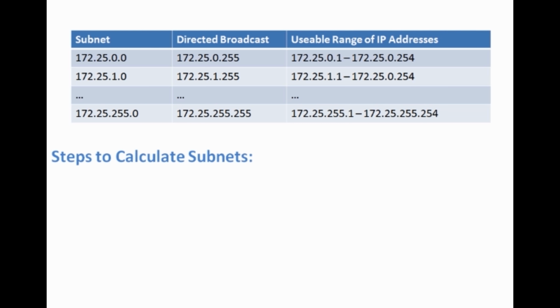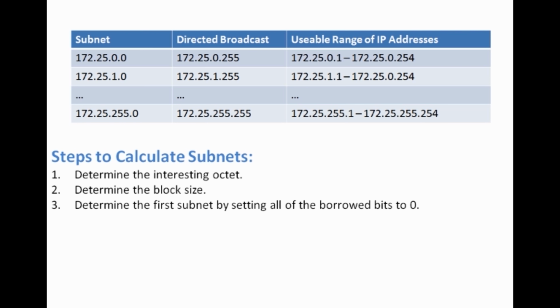To sum up the steps we went through, this is the key point I want you to get from this video. Number 1, determine what is the interesting octet. That's the octet that contains the last 1 in the subnet mask. Step number 2, determine the block size. And the formula for that was 256 minus whatever the subnet value is for the interesting octet.